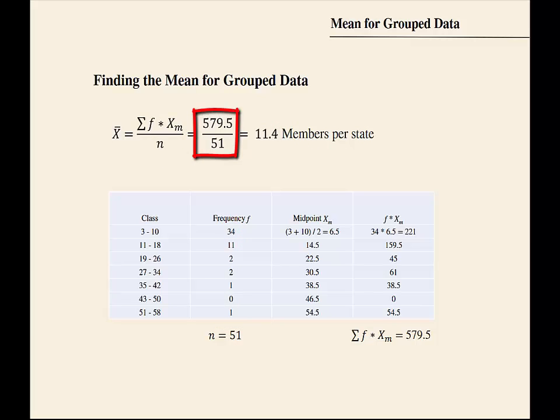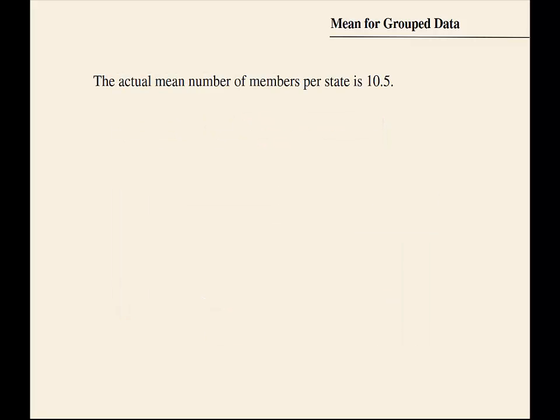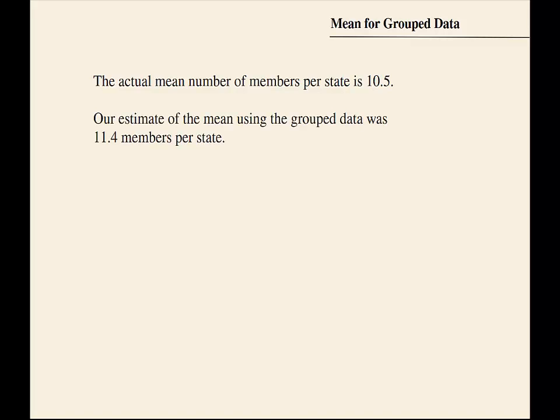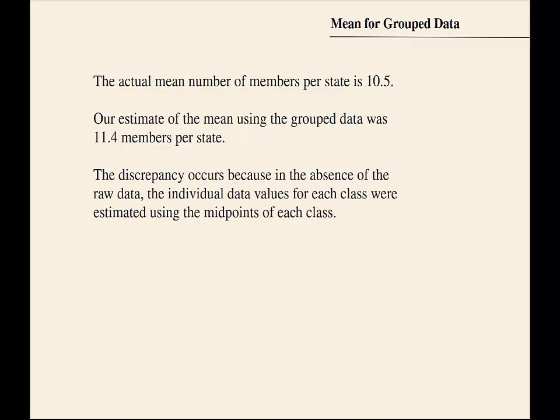So our estimate of the mean of the number of members of the Electoral College is 11.4 members per state. The actual mean number of members per state is 10.5. Our estimate of the mean using the grouped data was 11.4 members per state. The discrepancy occurs because in the absence of raw data, the individual data values for each class were estimated using midpoints of each class.